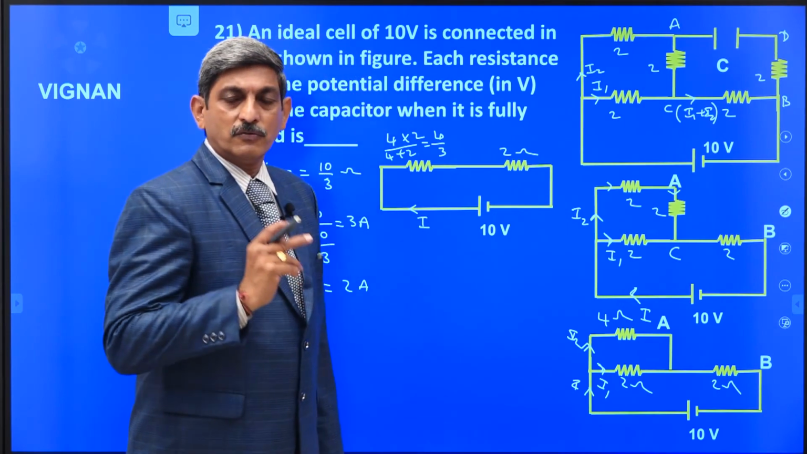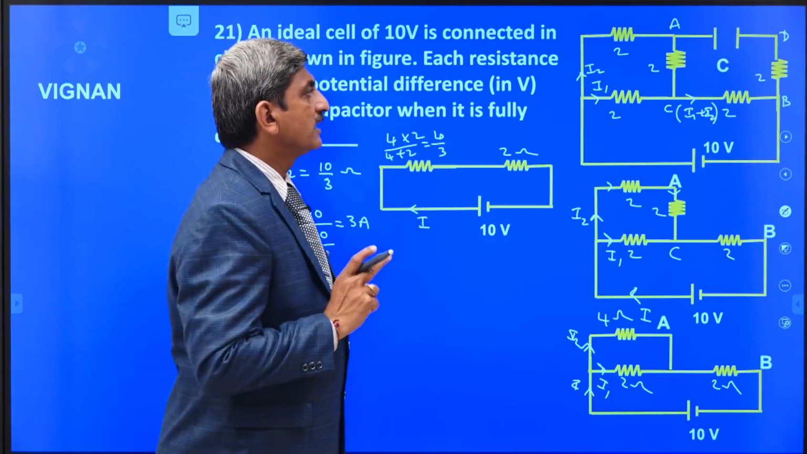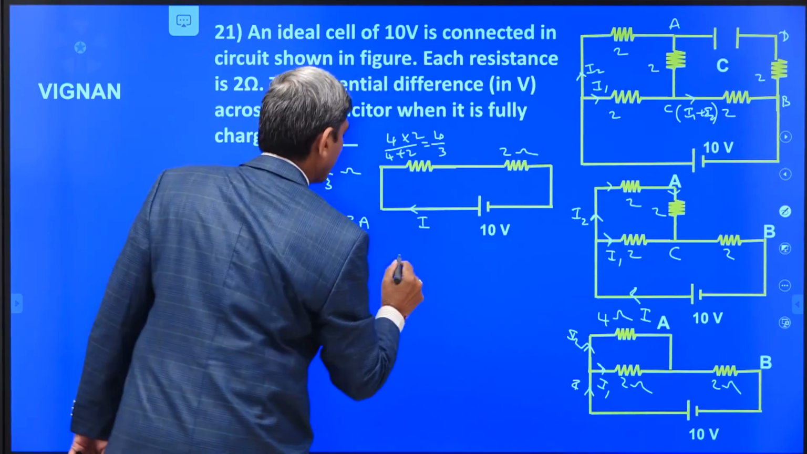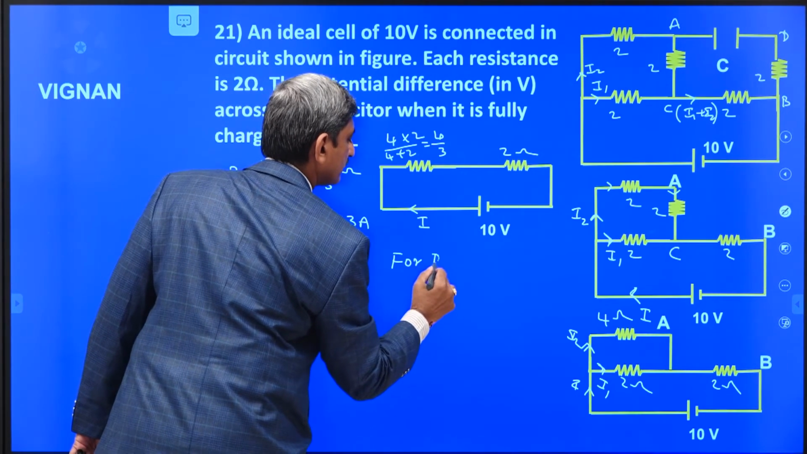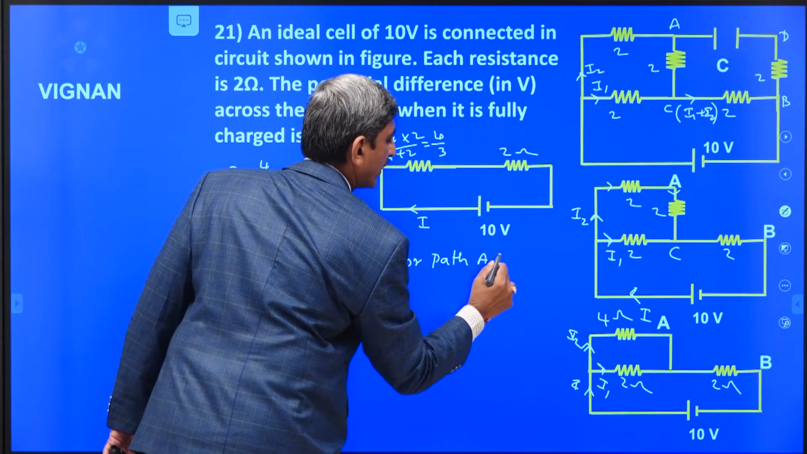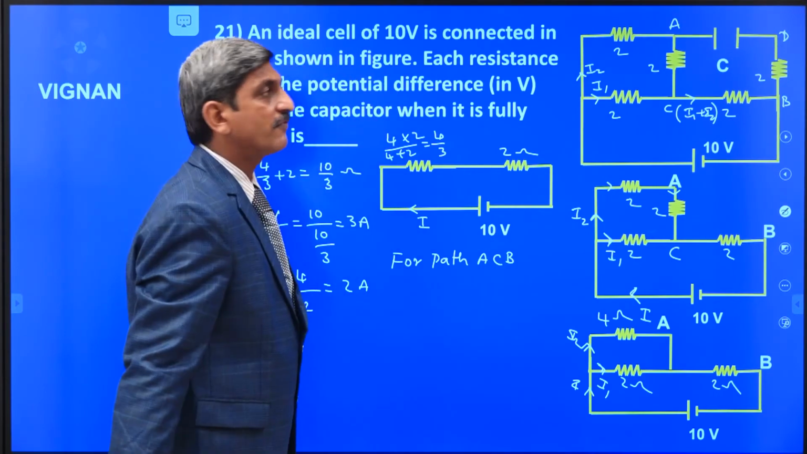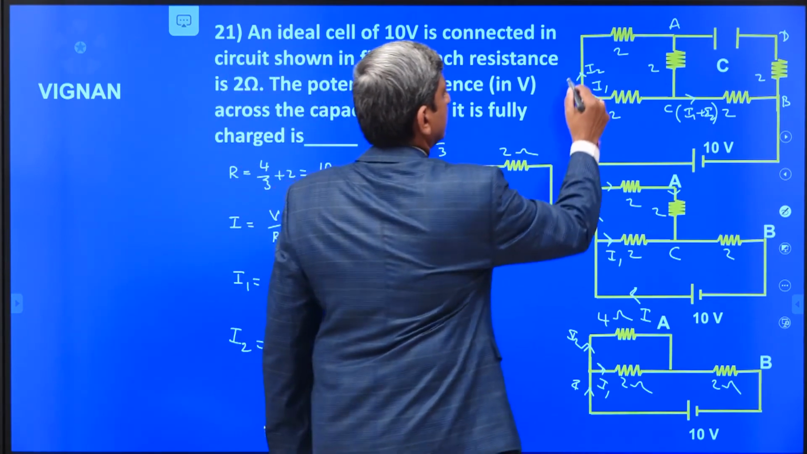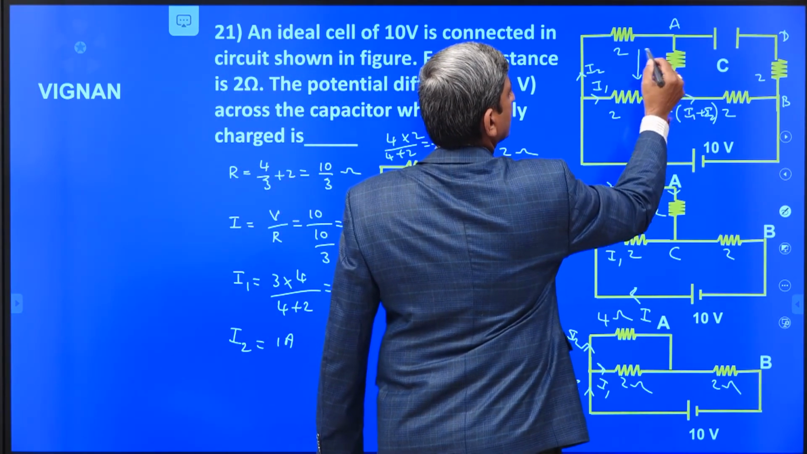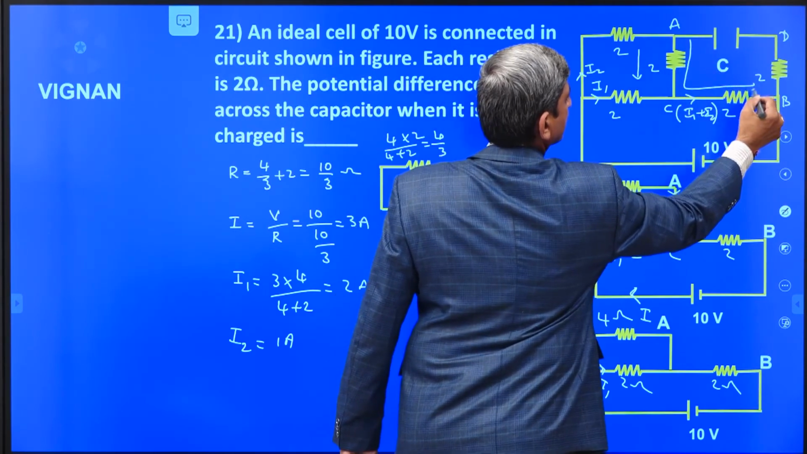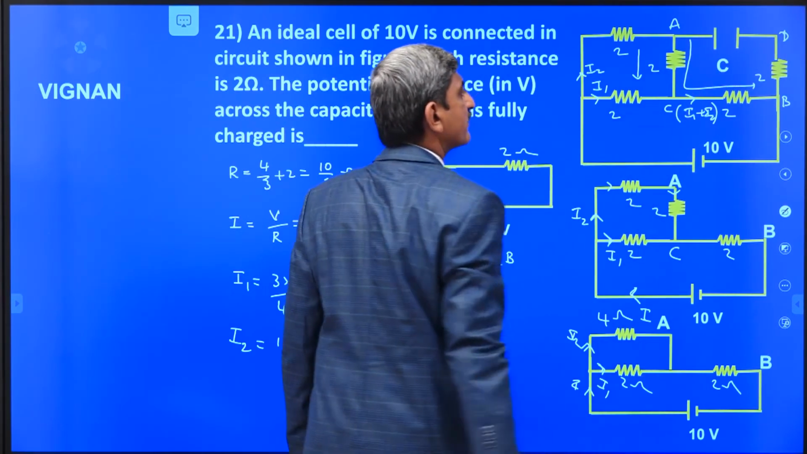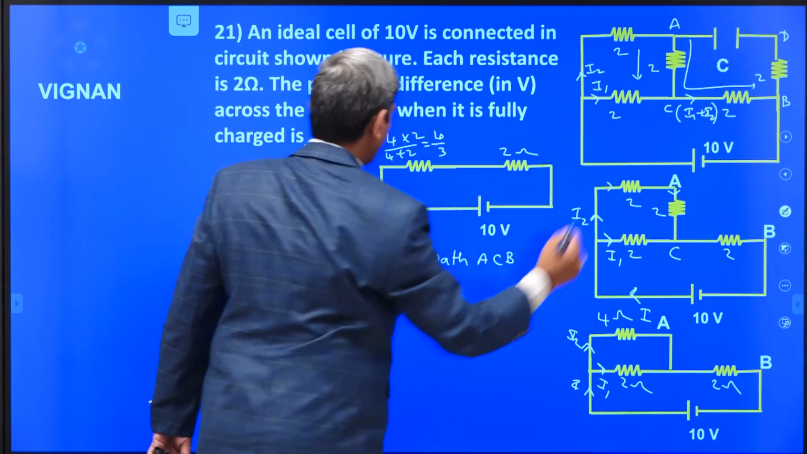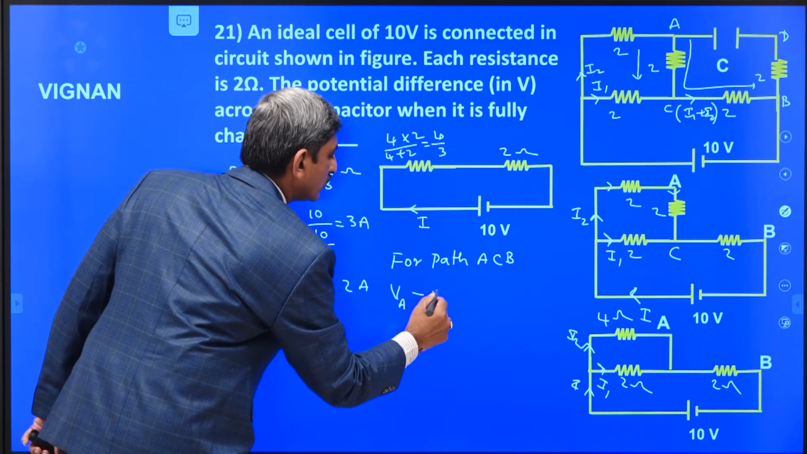Now, we want to determine the potential drop across the capacitor. For that, let us consider the ACB path. For path ACB, we can write down the Kirchhoff law as VA. Next, this current I2 is passing along this direction, and we are also moving along this direction. The direction of the current and the direction of the path are in the same direction, so that minus I2 into 2. What is I2? I2 is equal to 1 ampere, 1 into 2, 2.